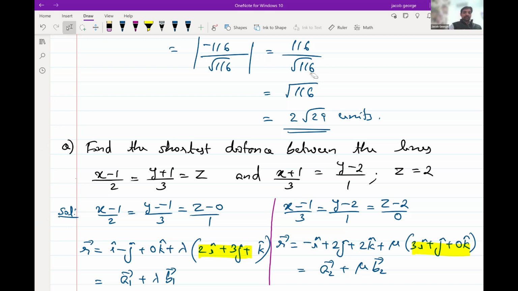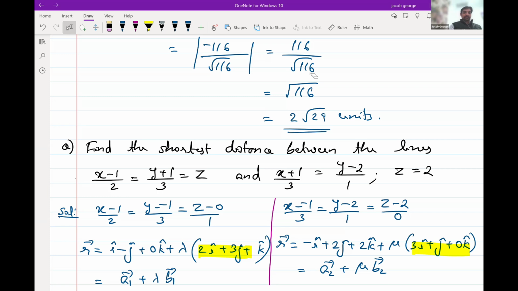Okay, so after writing the Cartesian form, we will convert it into vector form. For shortest distance, vector form is a must. r vector is like this: 1 i cap minus 1 j cap plus 0 k cap plus lambda into 2 i cap plus 3 j cap plus 1 k cap. And the second also the same way: minus 1 i cap plus 2 j cap plus 2 k cap plus mu into 3i plus j plus 0 k, that is a2 vector plus mu into b2 vector. Is it clear on the conversion to vector form?